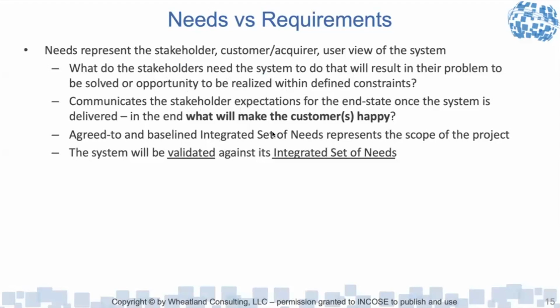And the agreed-to baseline set of requirements represents the scope of the project. That's important because when the scope is baselined and the customer signs off on it, they're agreeing to provide the budget and the resources necessary to implement that scope. And so when we have needs dealing with security or sustainability or safety or resilience, then the customer's saying, I'm willing to pay for those things to be realized within the delivered system. And in that respect, the system is going to be validated against the integrated set of needs.